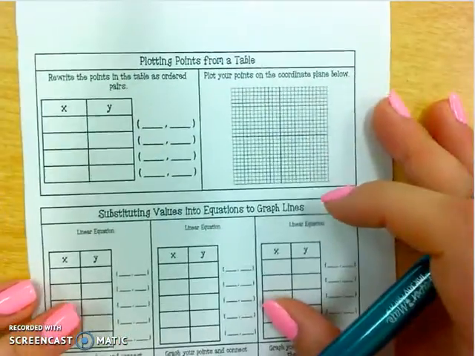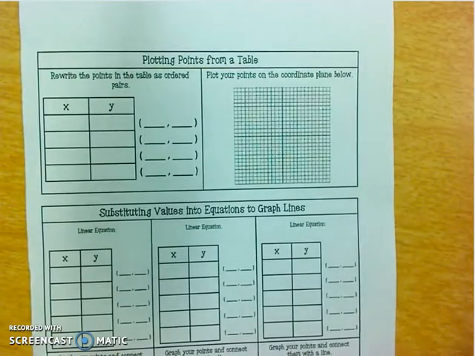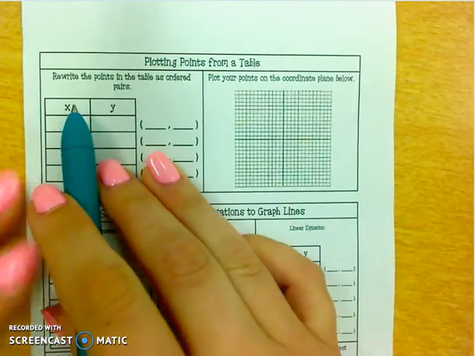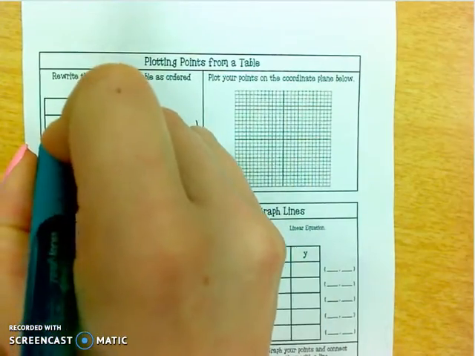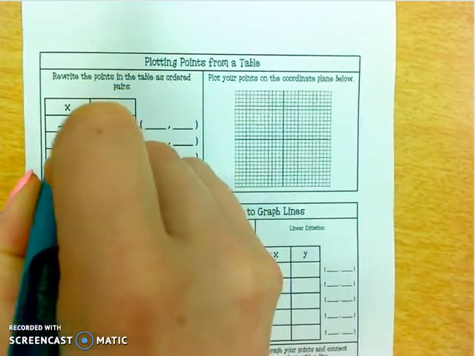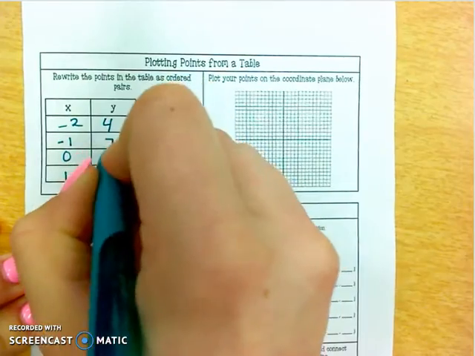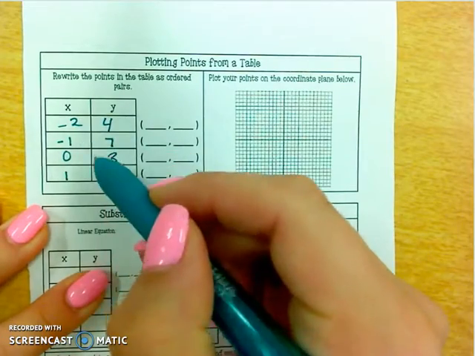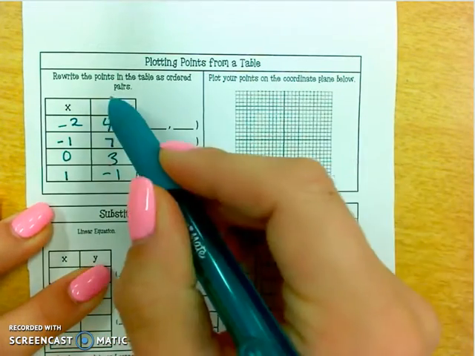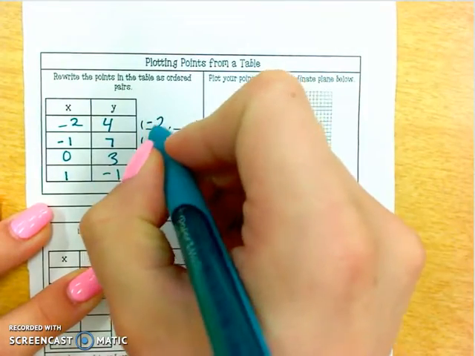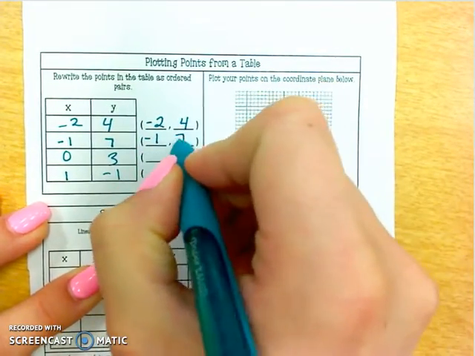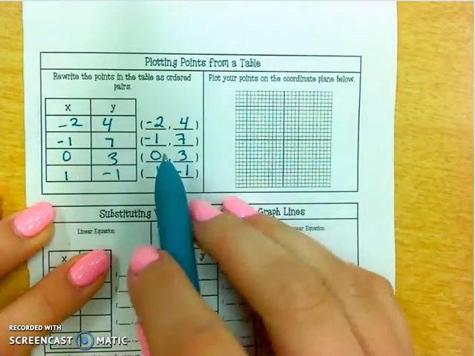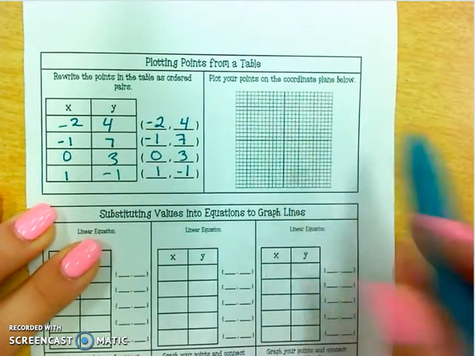Now we're going to look at points from a table and looking at the equation of a line and graphing those lines. So if I gave you the table with x values -2, -1, 0, 1 and y values 4, 7, 3, -1. Okay, my table, it's a T table. It's got my x and my y values. I know that I can rewrite them as ordered pairs: (-2, 4), (-1, 7), (0, 3), (1, -1). Okay, and now I can look at my ordered pairs and plot them on my graph.